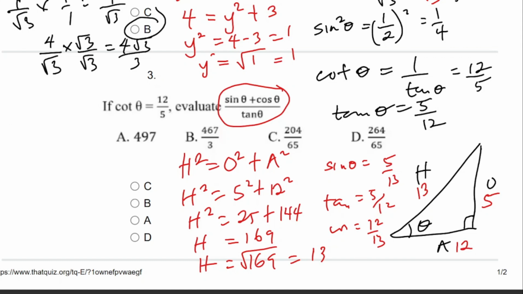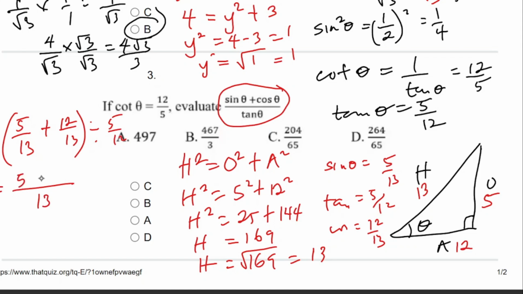So let's put it here. Sine theta is 5 over 13 plus cos theta 12 over 13, everything in brackets, divided by tan theta, which is 5 over 12. Let's solve this first. With 13 as the LCM, that will be 5 plus 12 over 13, divided by 5 over 12. So this gives 17 over 13 times 12 over 5. I hope I'm making sense.